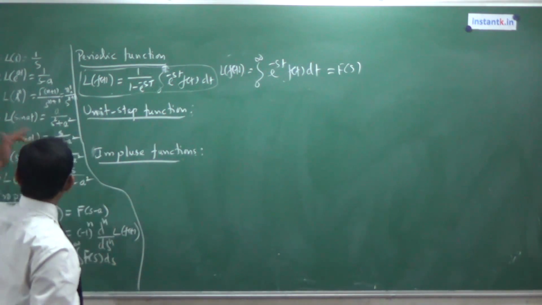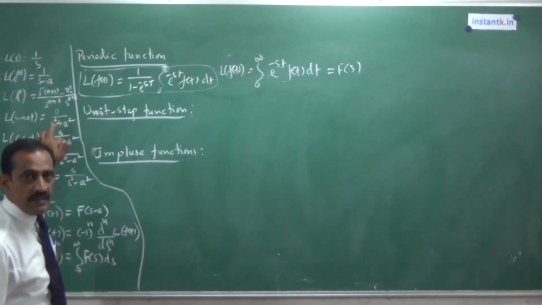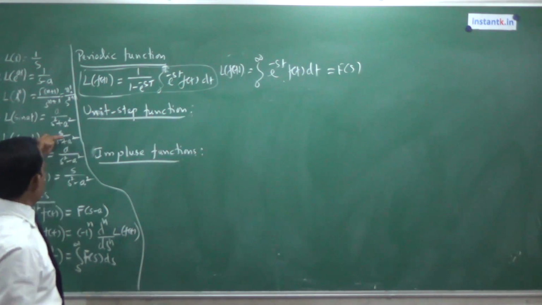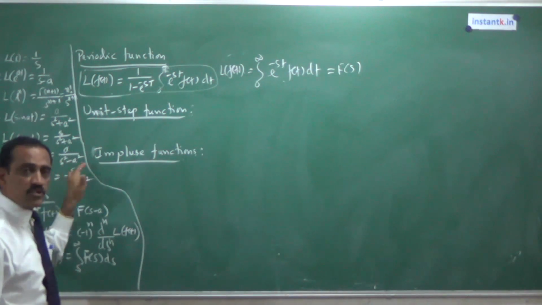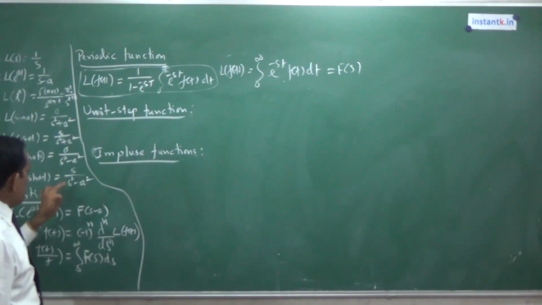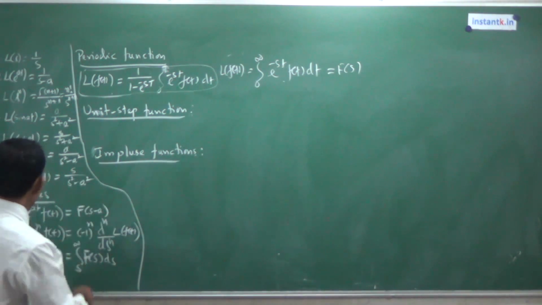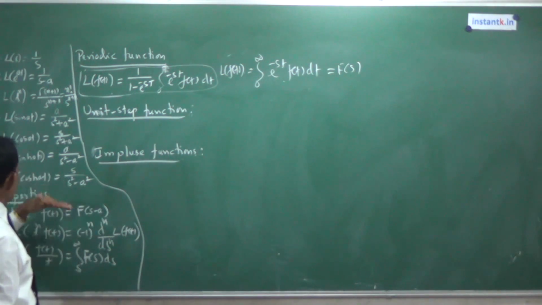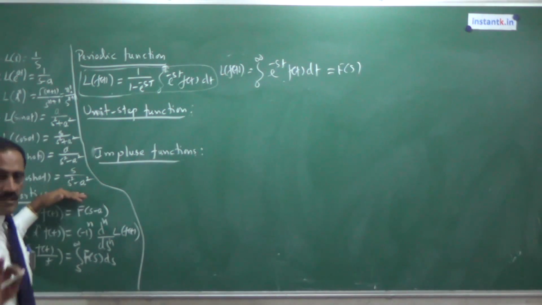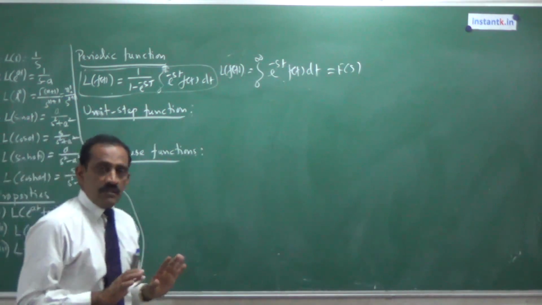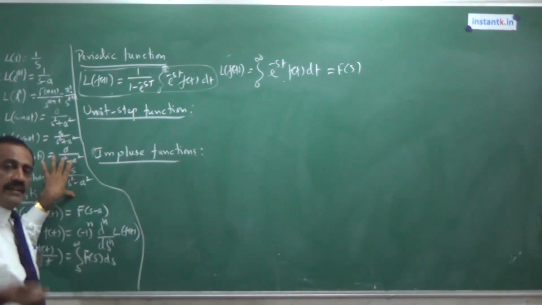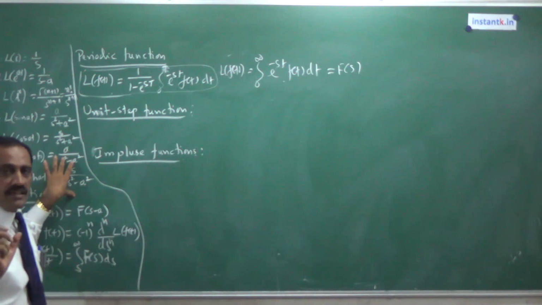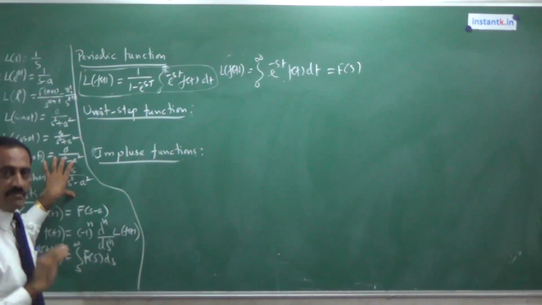Then what is the Laplace of sin at? That's a by s square plus a square. For cos at, s by s square plus a square. For sinh at, a by s square minus a square. For cosh at, s by s square minus a square. So those are the standard functions. These 7 results must be remembered. Then, using this, the first question will be asked. If it is not any one of the standard forms, by expressing it in one of the standard forms, you have to get the Laplace transform. So one question will be asked from that part.